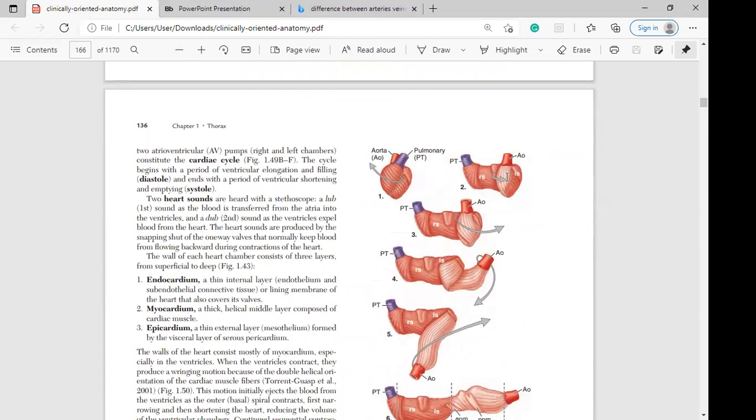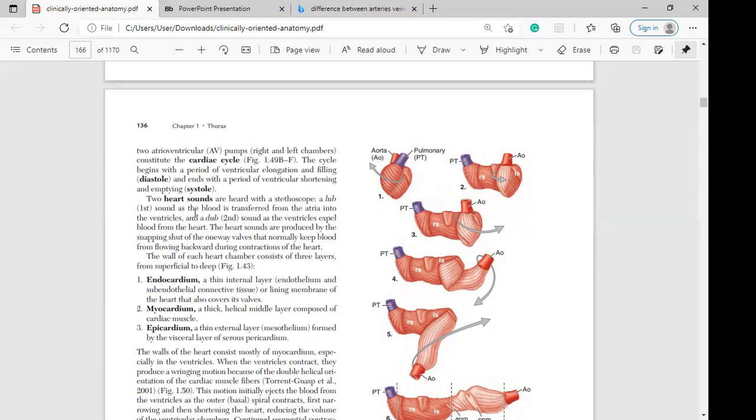The heart sound is dependent on the closure of those valves that we talked about. Here you will find it. The heart sounds are produced by the snapping shut of the one-way valves that normally keep blood from flowing backward. Because we said that those valves prevent the backflow of blood. And the sound of the heart that we hear through a stethoscope is lob, dub sound. Lob, dub sound.